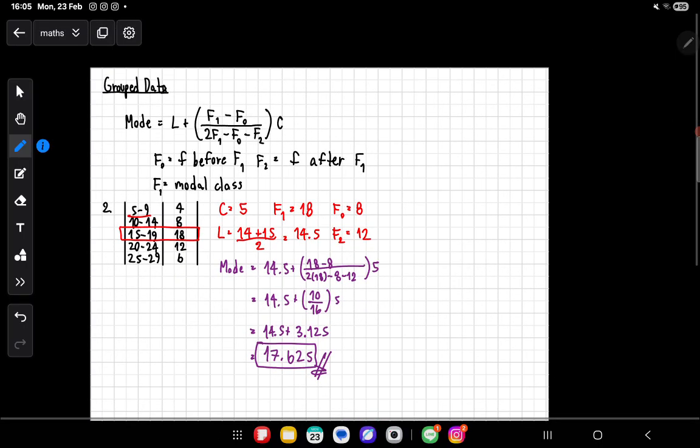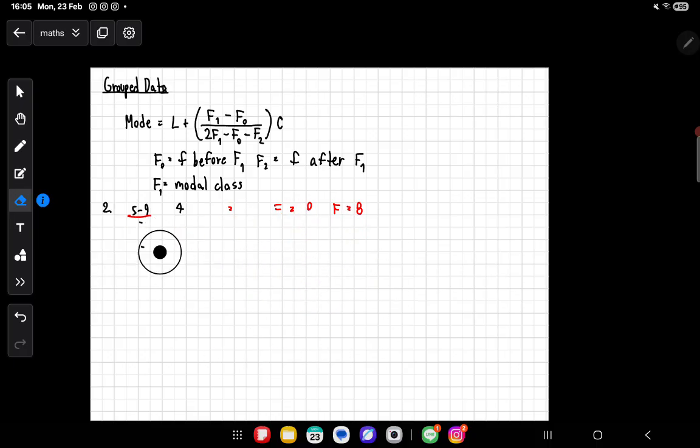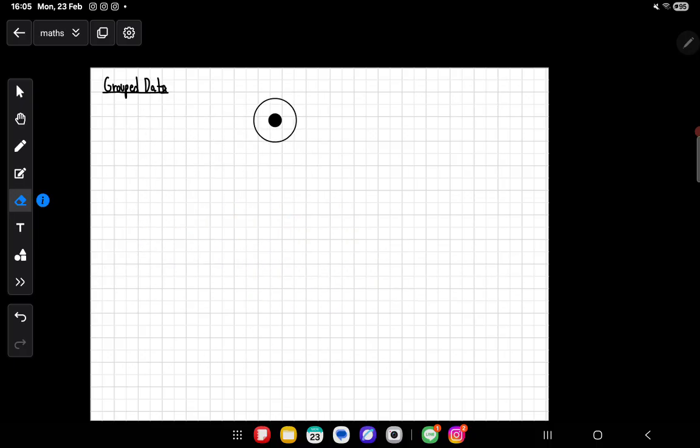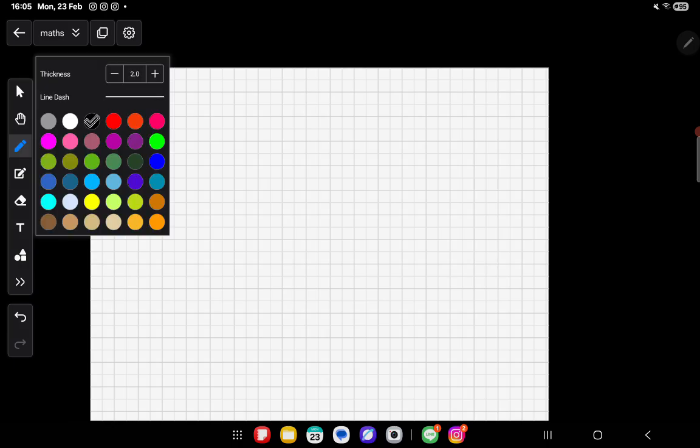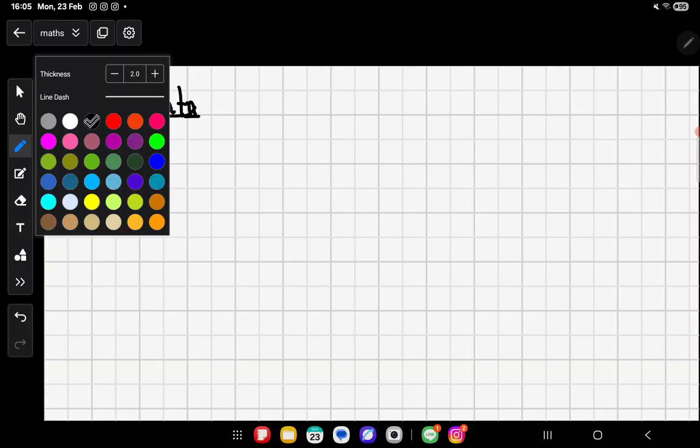Now I will give you time to screenshot this. If you have your screenshot ready, let's continue. Okay. So now that is the end of the tutorial on how you can find the mean, the median, and the mode on group data.